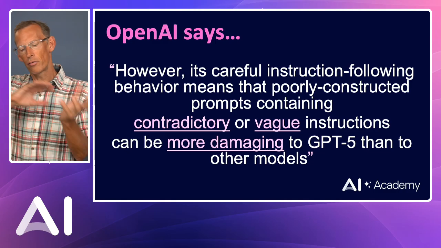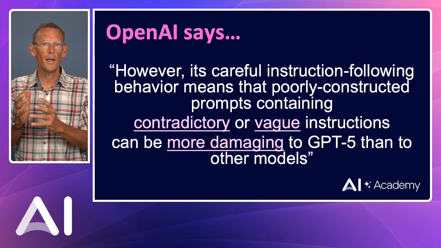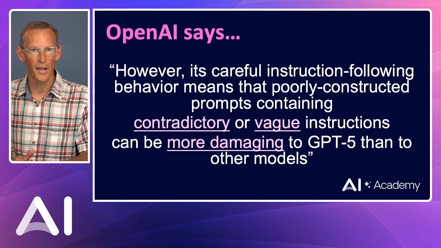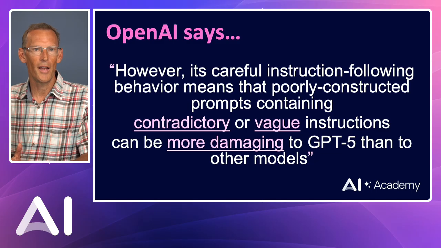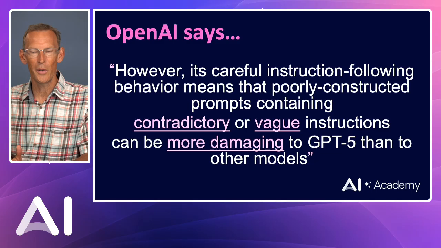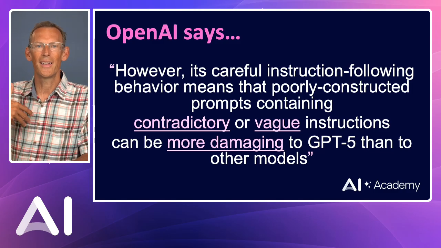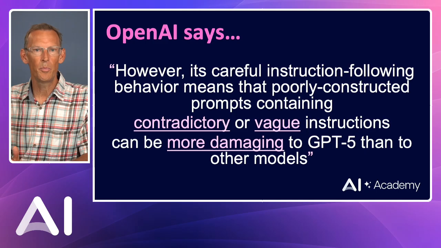So with the previous models like 4.0, it was more forgiving if we did poor prompting. If we had some contradictions in our prompt, if it wasn't clear, if it was vague, then the models could get around that. With GPT-5, it actually gives a worse result. And so that means we have to be careful in the way that we construct our prompts. We need to make sure they are really, really clear.